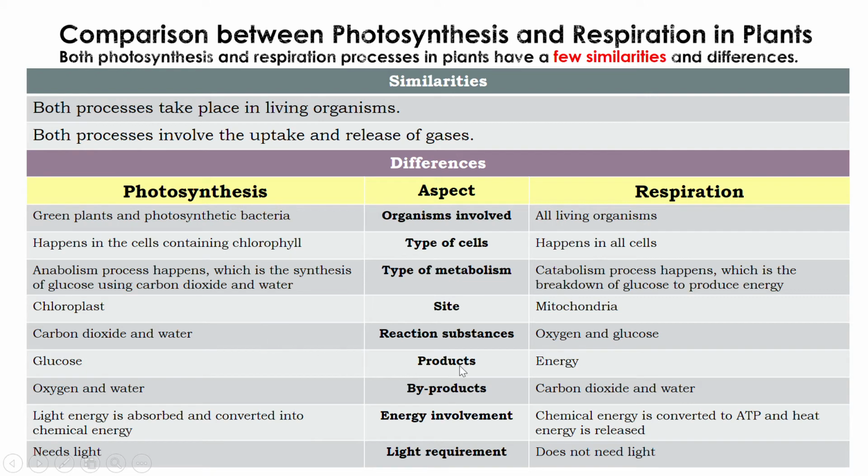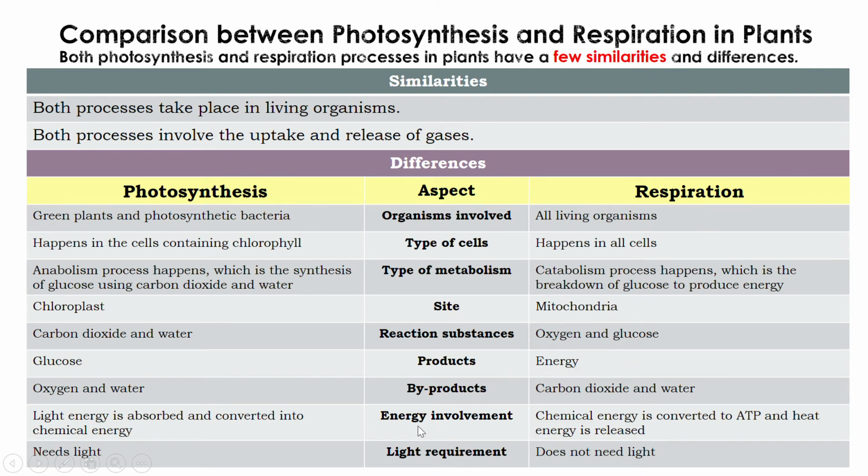Okay, they are reversed. For example, the byproducts of photosynthesis are oxygen and water. You see here? But for respiration, carbon dioxide and water are the byproducts, unlike in photosynthesis where these two serve as the reactants. Okay, the products. So the main purpose of photosynthesis is to synthesize glucose, and the main purpose of respiration is to generate energy.